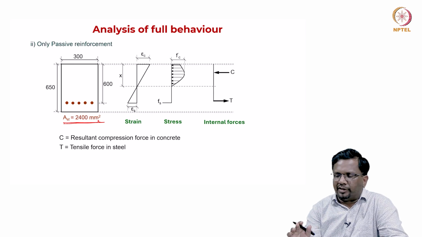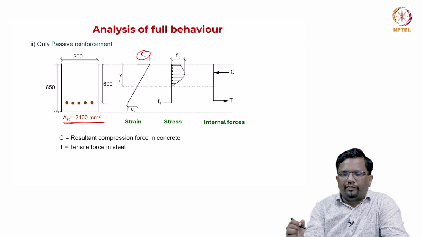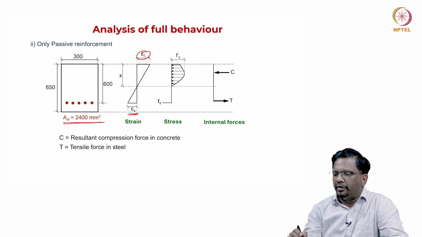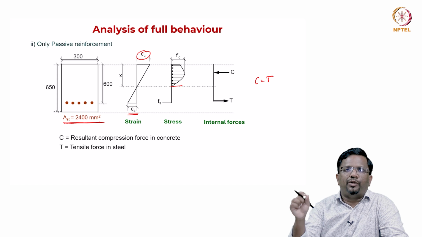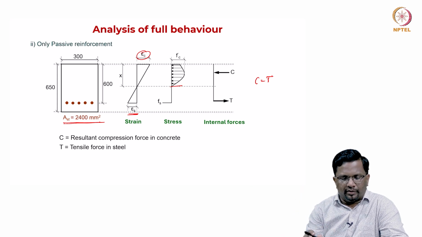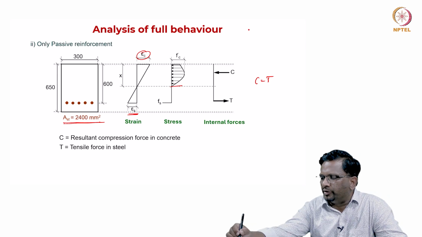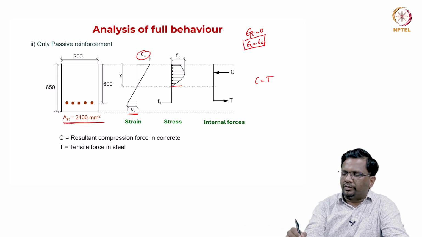Now, the same exercise we do, epsilon c we assume, and we iterate for different x, and using strain gradient I can get my epsilon s, then I can get my stress distribution. I need to make sure that C is equal to T and choose the value of x that satisfies the equilibrium condition, and so on, same like what we have done. Only thing is, here there is no pre-stressing, so epsilon pi is 0 and epsilon s is nothing but equal to epsilon c. Compatibility is only this. The strain is there.